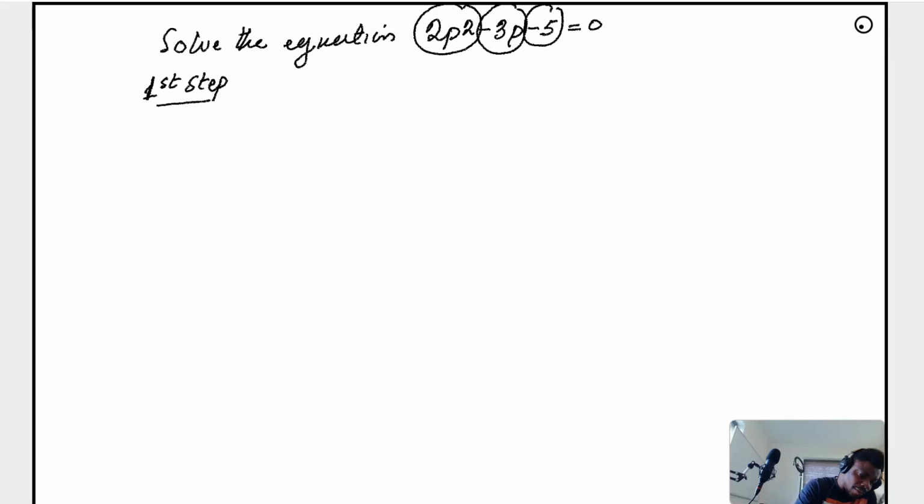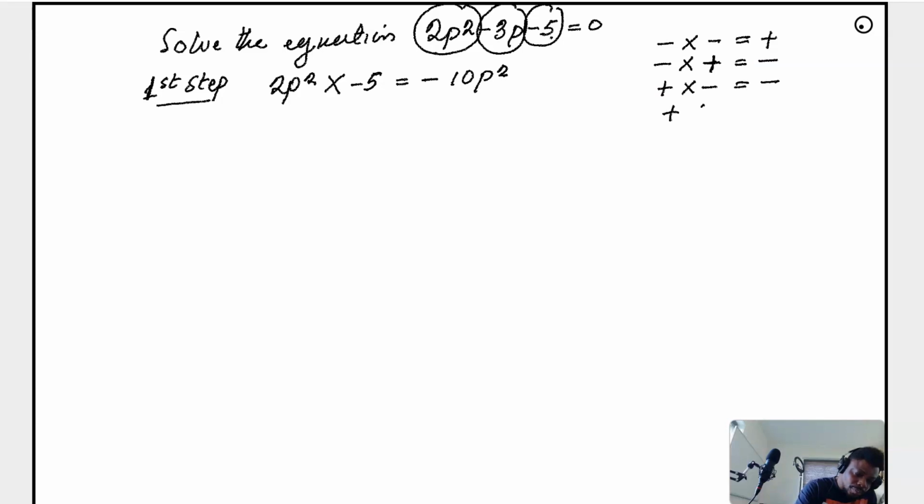So, first step is you multiply the first one with the last one. The first one is 2p squared, times the last term, which is minus 5. So 2p squared times minus 5 is minus 10p squared. Always remember this, never forget it, because this is your visa to your solution.